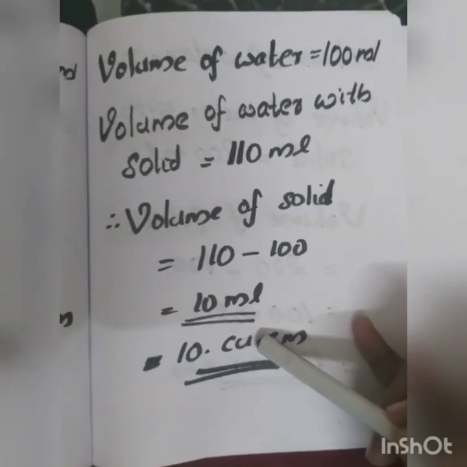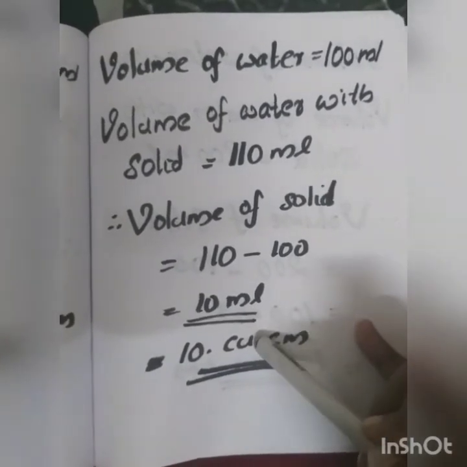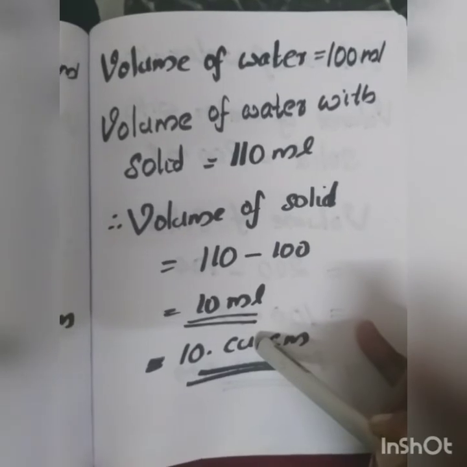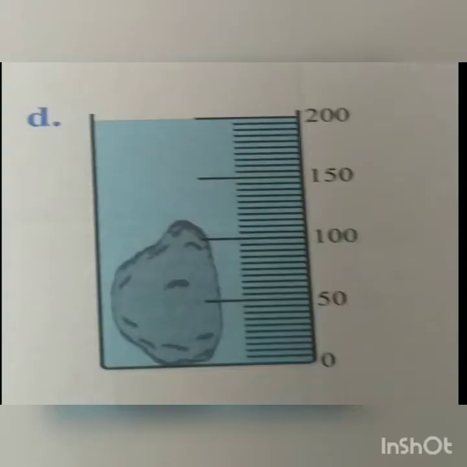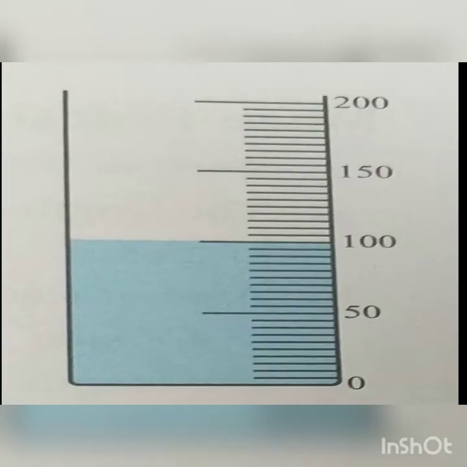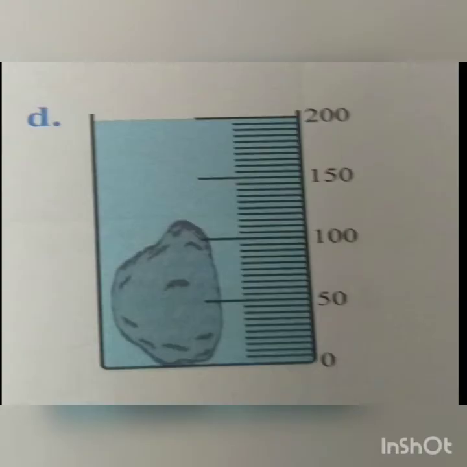So what is that relation? 1 ml is equal to 1 cubic centimeter. So 10 ml will be equal to 10 cubic centimeter itself. Lastly, I am dropping a piece of stone. Now, up to where has the water level increased? First, it had only 100 ml. In all the cases, the water level first was 100 ml. After dropping, we are getting different values. So, after dropping the stone, the level increased to 200 ml.